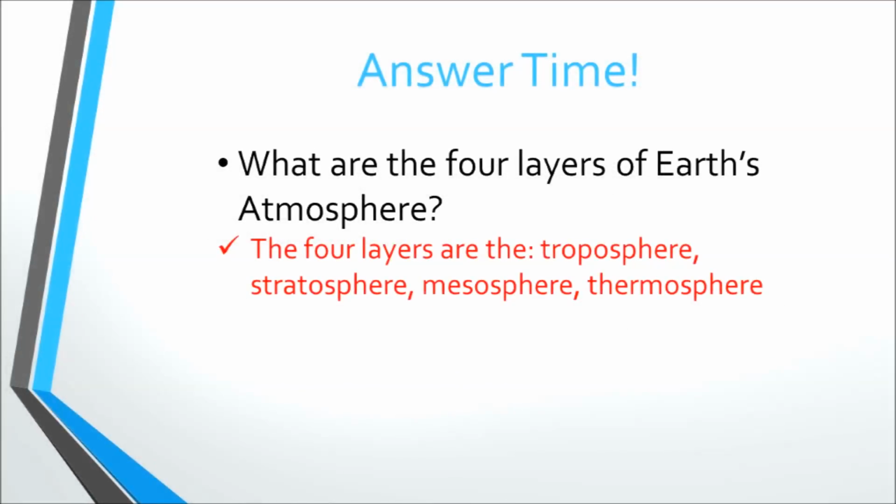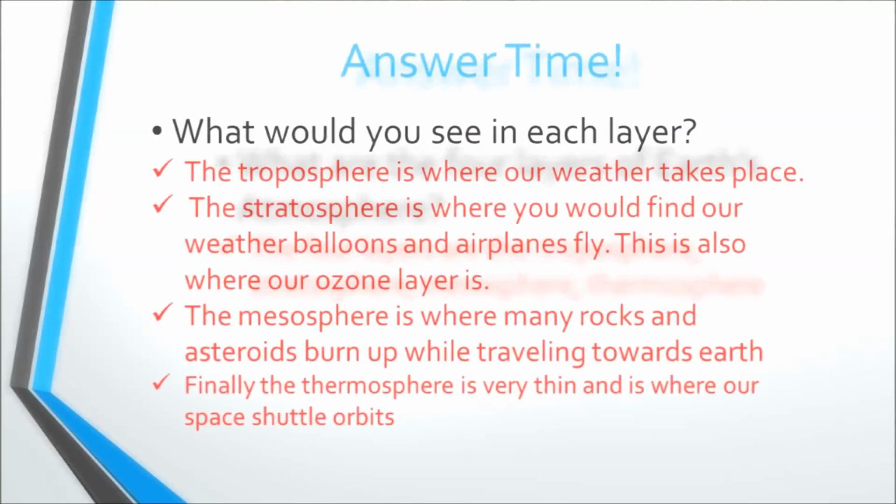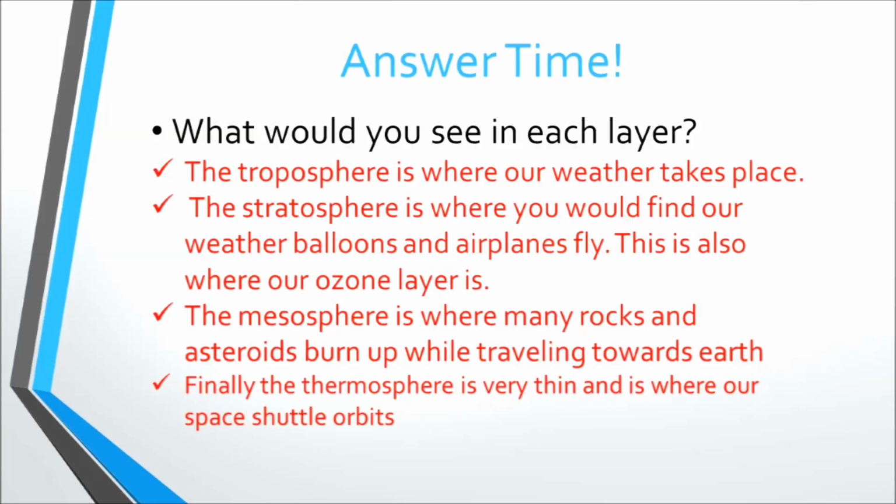The 4 layers of the Earth's atmosphere are the troposphere, the stratosphere, the mesosphere, and the thermosphere. The troposphere is where our weather takes place. Here you'll see clouds, rain, and snow. The stratosphere, our second layer of our atmosphere, is where you'll find our weather balloons flying. You'll also find airplanes flying in this area. This is also where our ozone layer is.